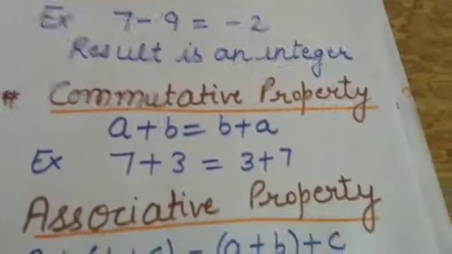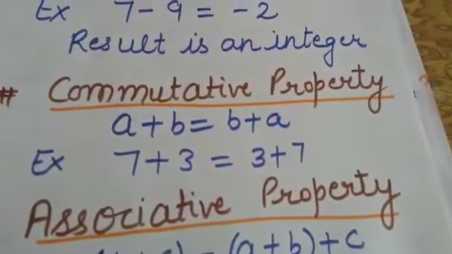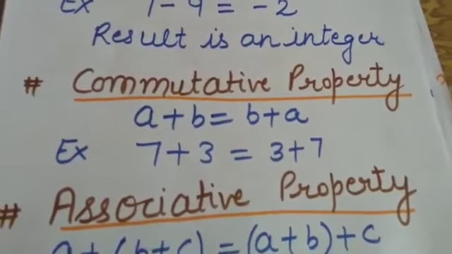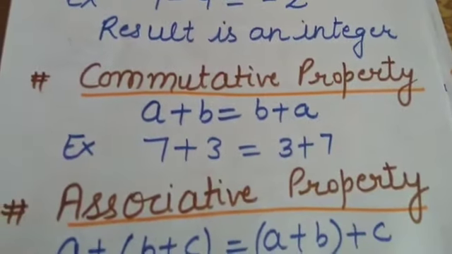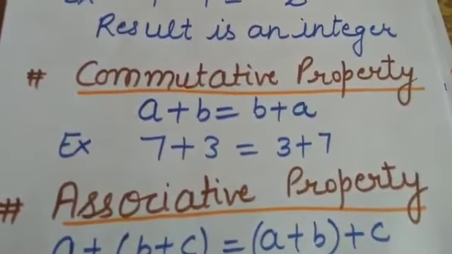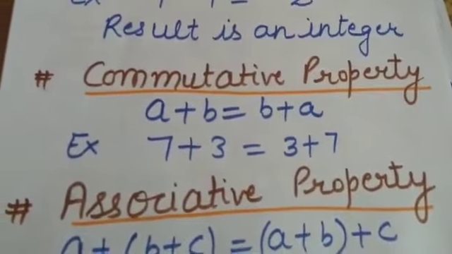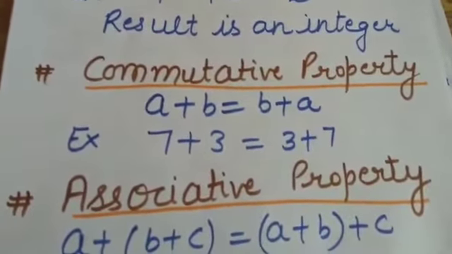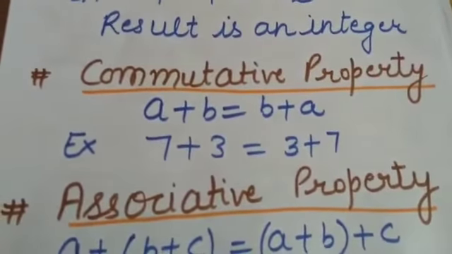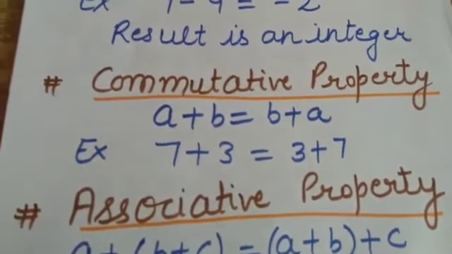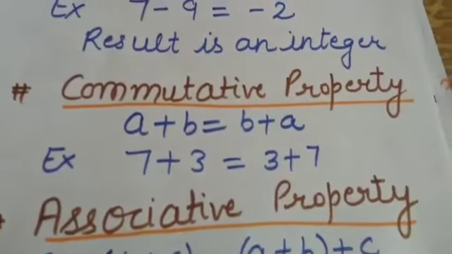Now the third property, that is the commutative property. What it says is, if you are adding two integers in any order, you will get the same result. That is a plus b equals b plus a. If you are adding a to b or you are adding b to a, you will get the same result. This is the commutative property in integers. There is an example, if you are adding 7 plus 3 or 3 plus 7, this remains the same irrespective of their order. This is our commutative property.